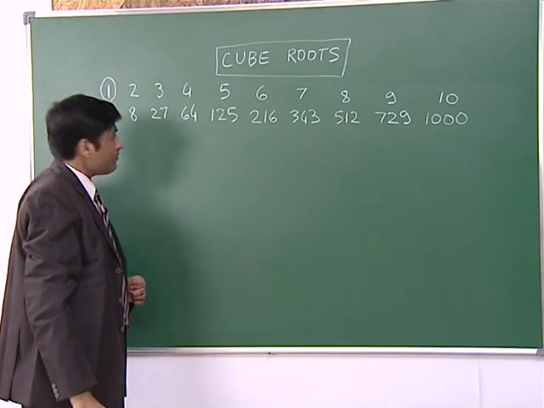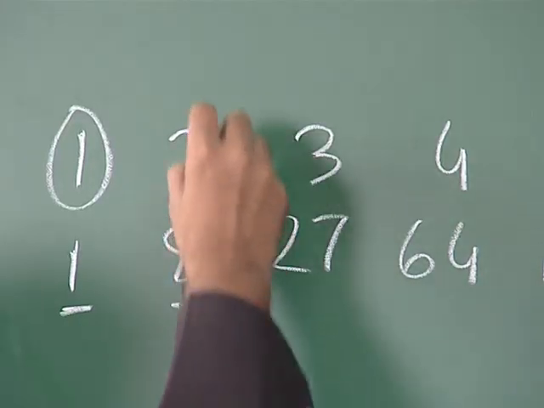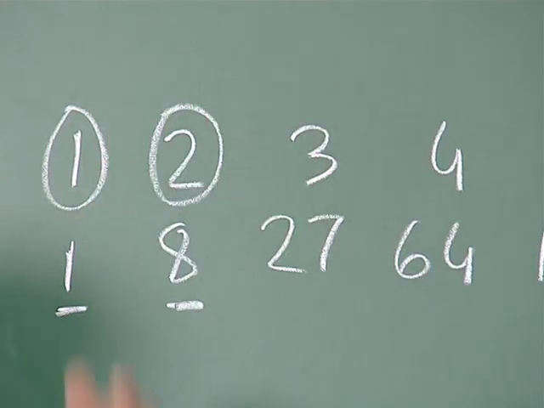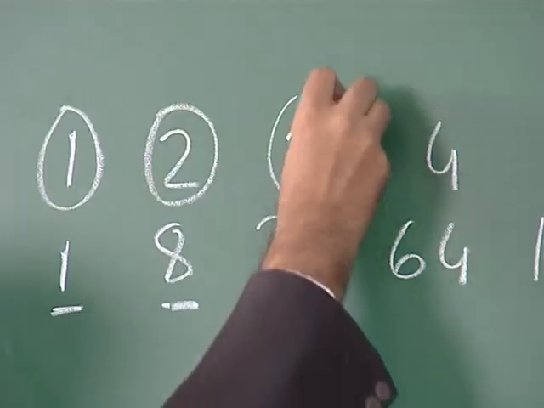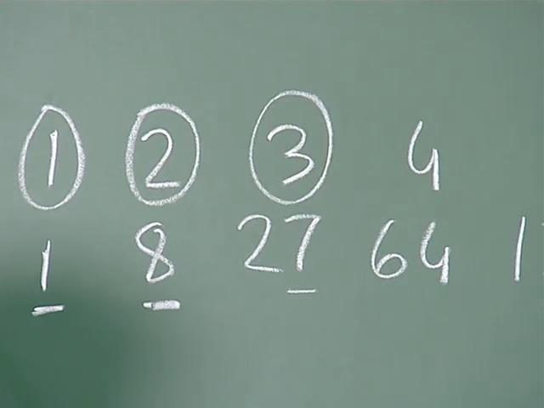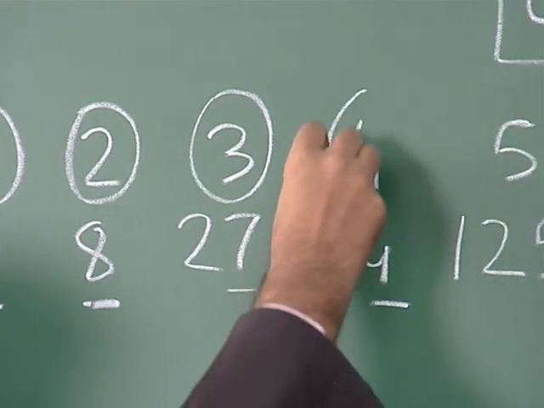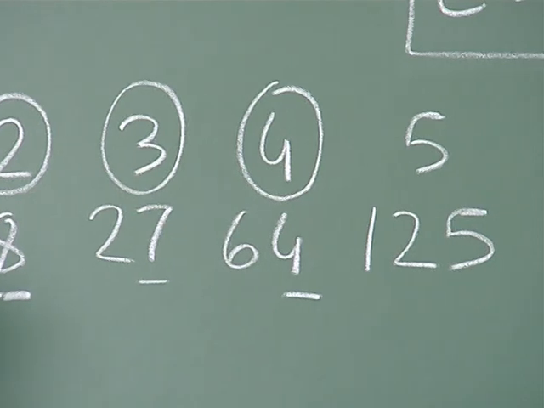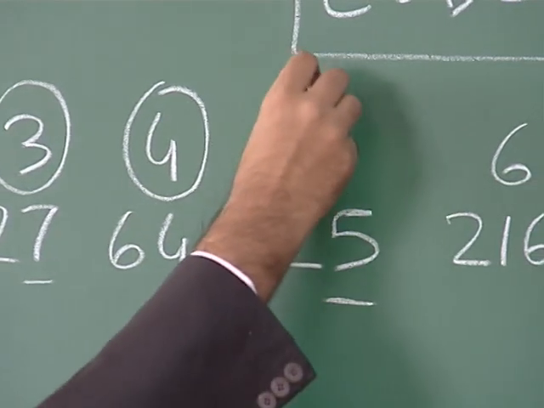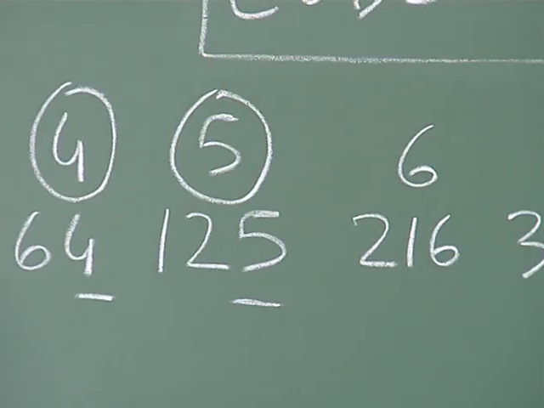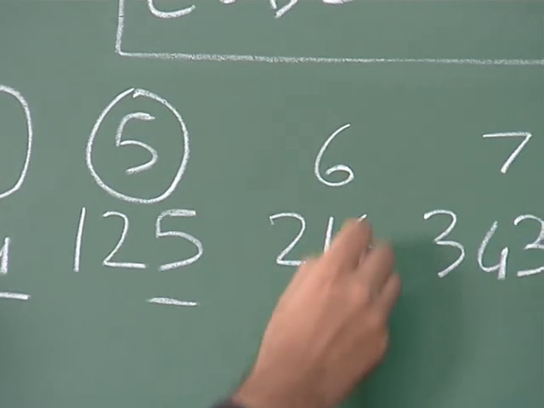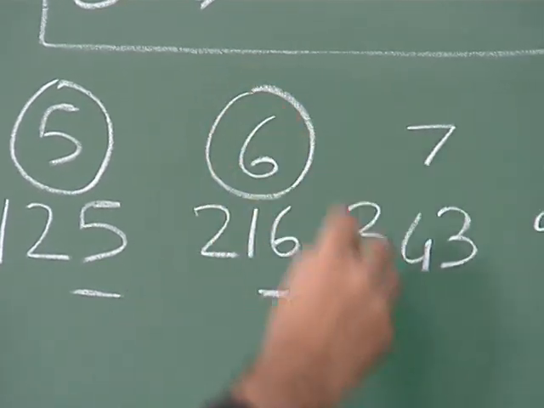If the cube ends in 8, the root ends in 2. Cube ends in 3, root ends in 7. Cube ends in 4, root ends in 4. Cube ends in 5, root ends in 5.